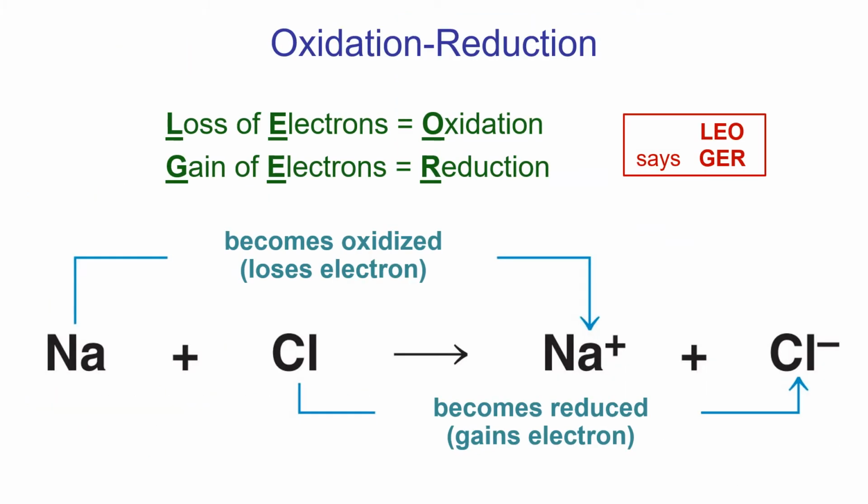Here's another common example, and in this case, electrons have been removed completely. If you bring sodium and chlorine together, you get sodium chloride, which consists of two ions because the sodium has completely lost an electron and the chloride has gained that electron. So the chlorine atom is going to become reduced and the sodium atom is going to be oxidized.